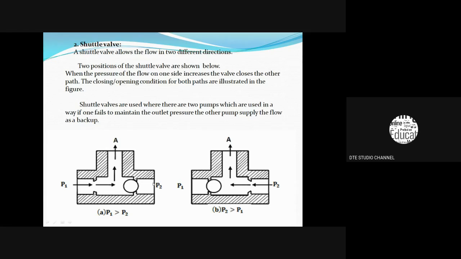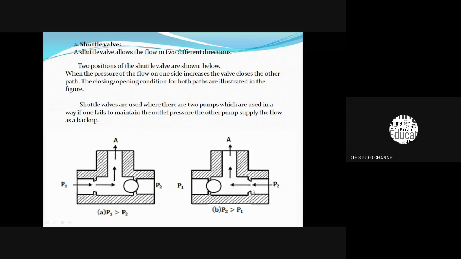There are two pumps which are supplying fluid in opposite directions. Whenever pressure by pump 1, P1, is greater than P2, then the second inlet port is closed by the valve, and the fluid path is from P1 to A, the first inlet to A. A is connected to the work. It is the working port connected to the actuator.